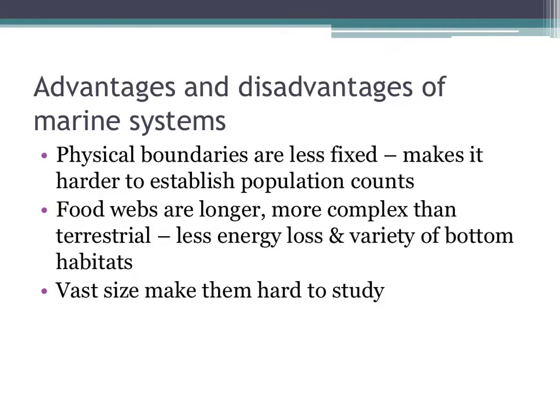Food webs are longer. The reason they tend to be longer is that those fish particularly tend to be cold-blooded. It's generally estimated that 20% of the ecological efficiency carries through to the next energy level, so those food chains and food webs can be much more complex and much longer. It takes less energy loss, and a variety of bottom habitats come into play with this too, which we'll get to in a second.